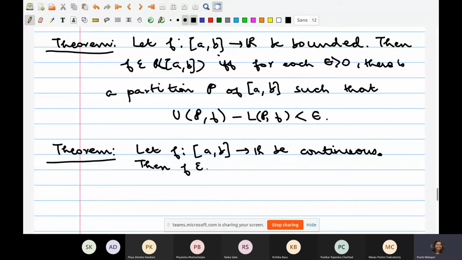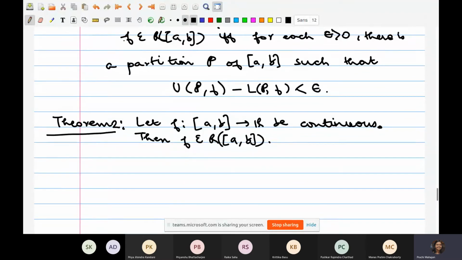The claim says that f is integrable in the sense that we defined. Every continuous function is integrable. In order to prove this statement, we will use theorem 1, which means that we will fix a positive epsilon arbitrarily and say that there is a partition of the interval AB so that the upper and the lower sum do not differ by more than epsilon. So let's quickly see the proof.